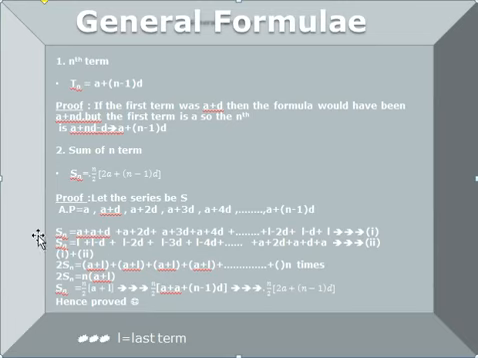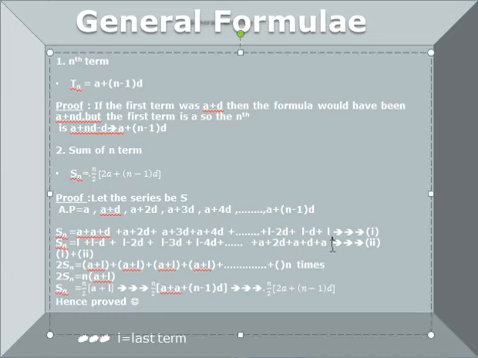Now I'm going to reverse that. All the terms are the same, but the order is different, so obviously the sum will be the same. So Sn again is L plus L minus d plus L minus 2d plus L minus 3d plus L minus 4d, and so on, down to a plus 2d plus a plus d plus a.